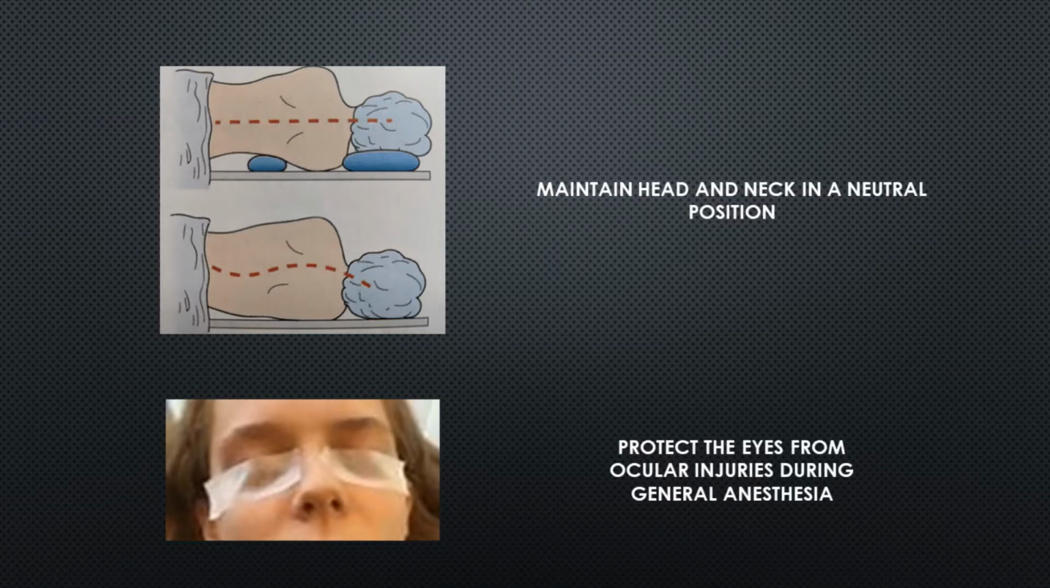Best practices for lateral positioning include: maintain the head and neck in a neutral position. Place the head on a head positioner or pillow. After positioning the patient, check the dependent ear to make sure it is not folded. Protect the eyes from ocular injuries during general anesthesia. For example, the anesthesia professional most commonly tapes the eyes shut to prevent these injuries.